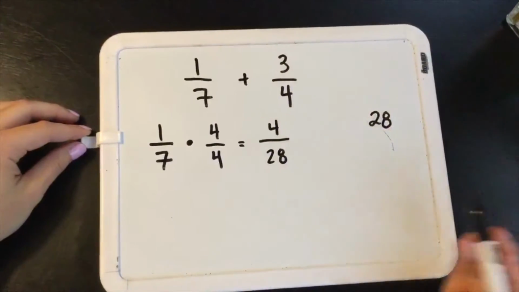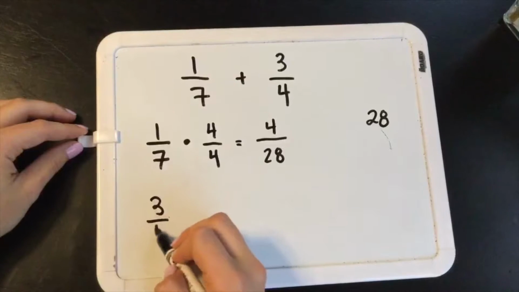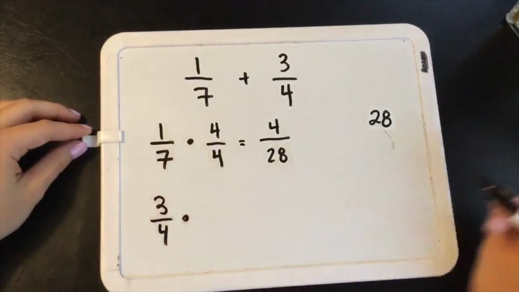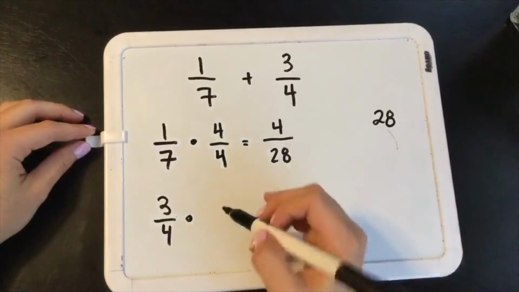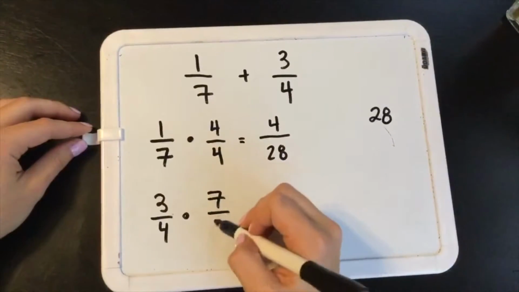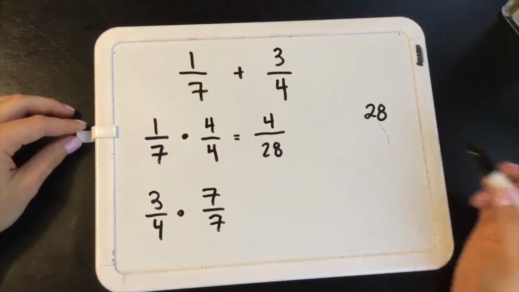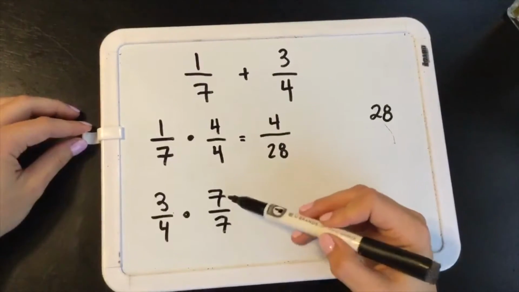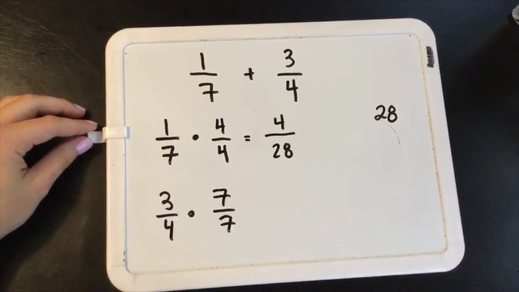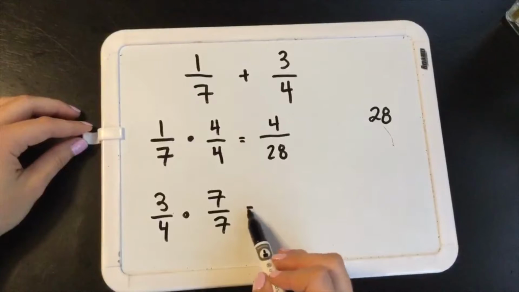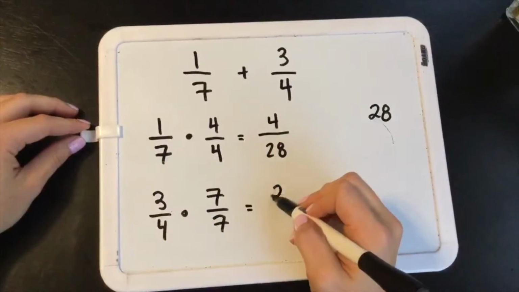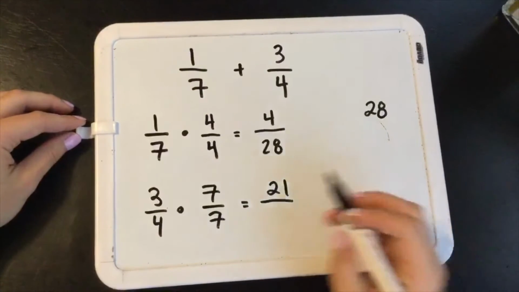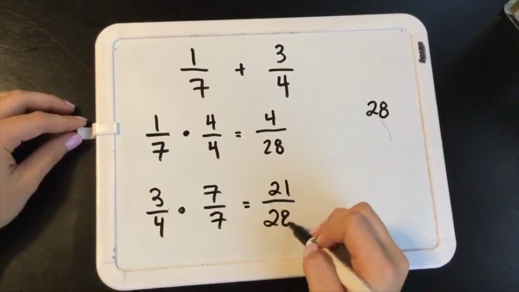Our second fraction is 3/4. What do we have to multiply 3/4 by to have a 28 in the denominator? We have to multiply it by 7/7. Remember, 7/7 is just 1, so it's not changing our 3/4. When we multiply these two fractions together, 7 times 3 is 21, and the denominator is the 28 that we needed.